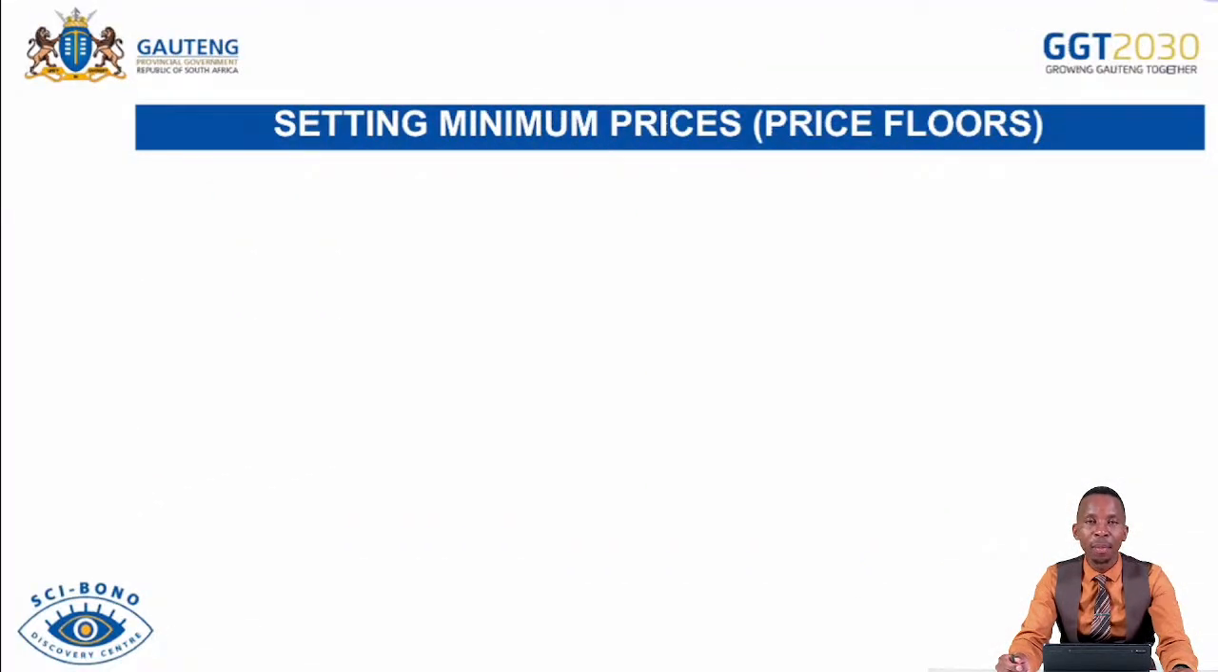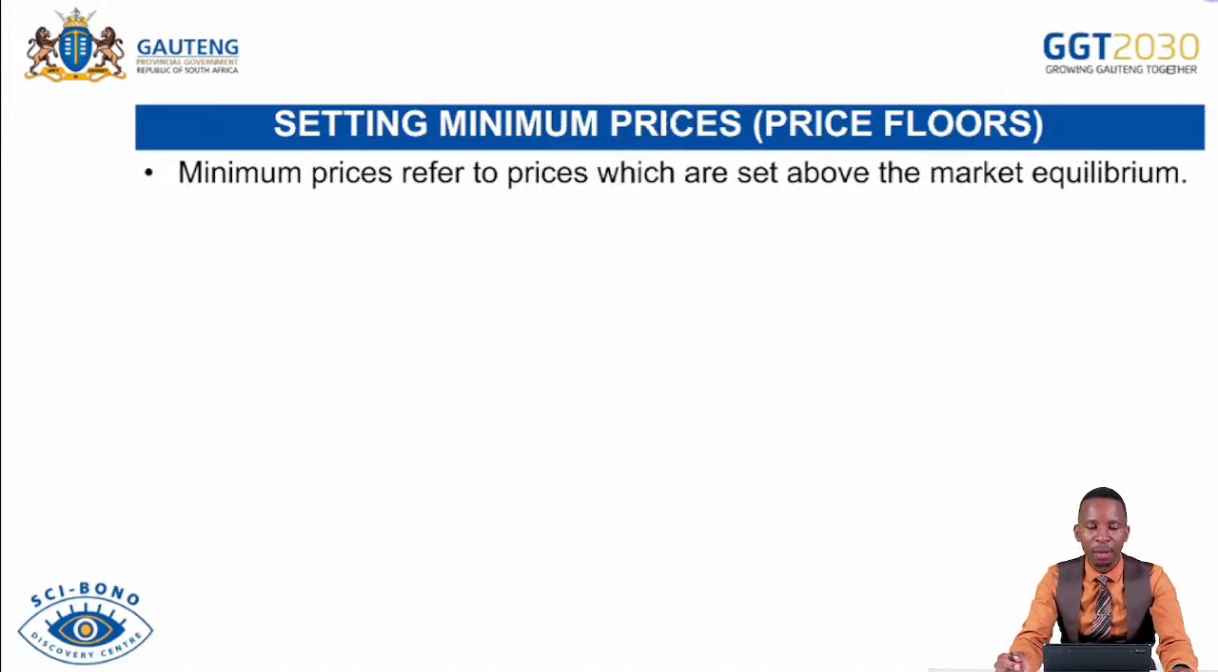And then setting the minimum prices. Remember, the minimum prices are those prices that are set or administered to be above the market price. We call them the price floors. Minimum price refers to prices that are set above the market price.